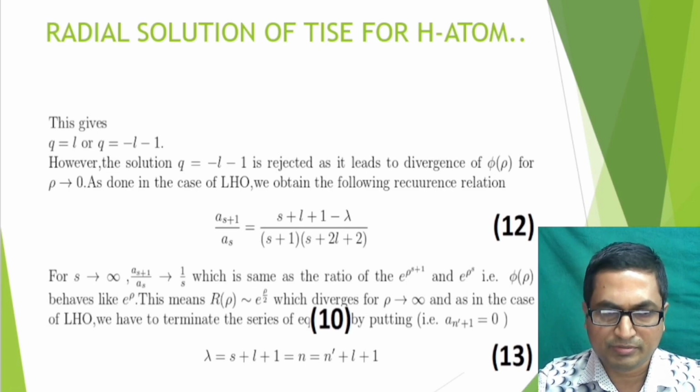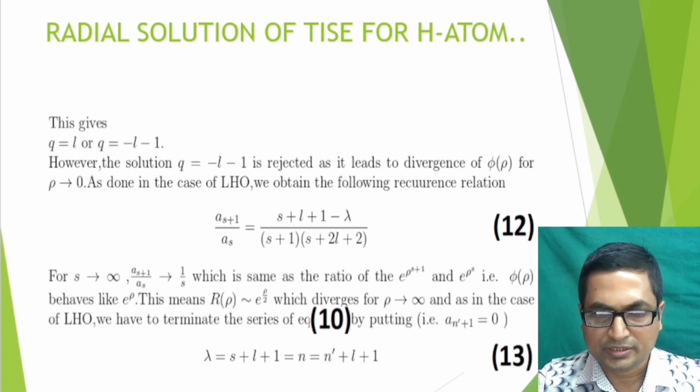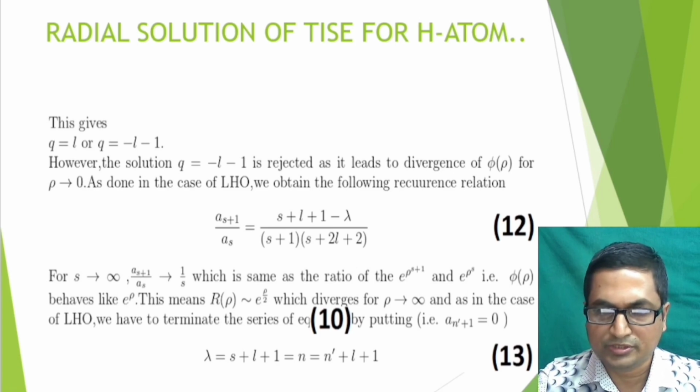And we see from 12 that as s tends to infinity, a s plus 1 by a s, that's the ratio of the coefficients, is equal to 1 by s. And as done in case of linear harmonic oscillator, we can show that this is nothing but, if you expand these quantities and take the coefficients of e to the power rho, the terms rho to the power s plus 1, rho to the power s, they are simply the ratio of the coefficients of this quantity. And this simply means that phi as a function of rho is behaving like e to the power rho.